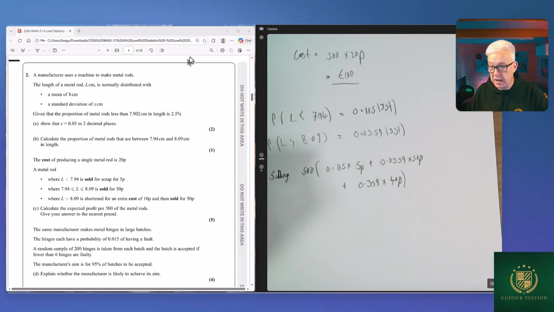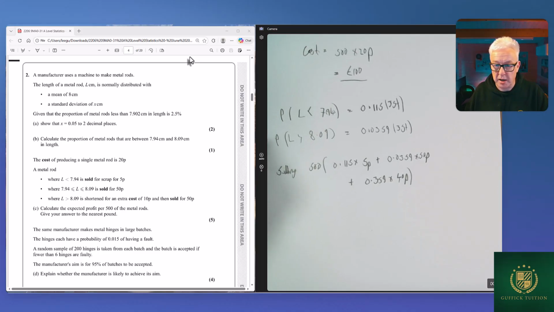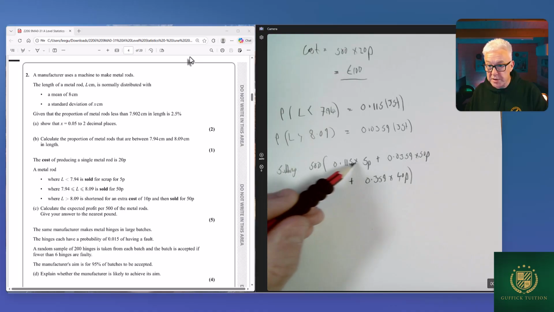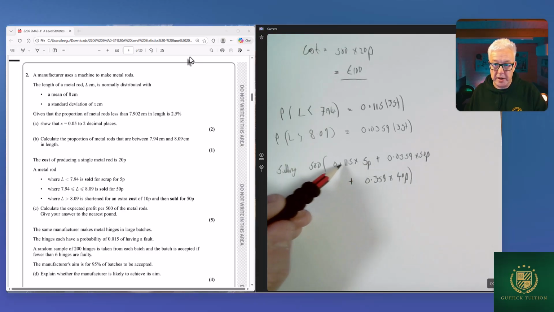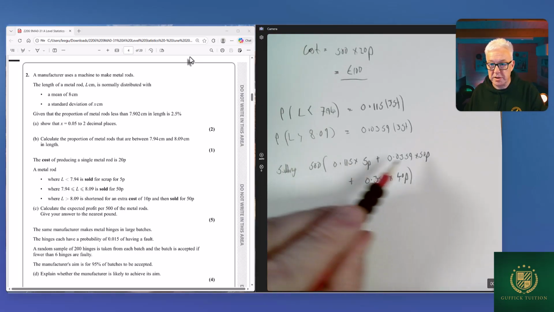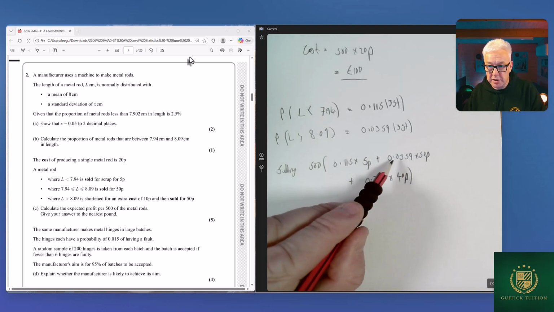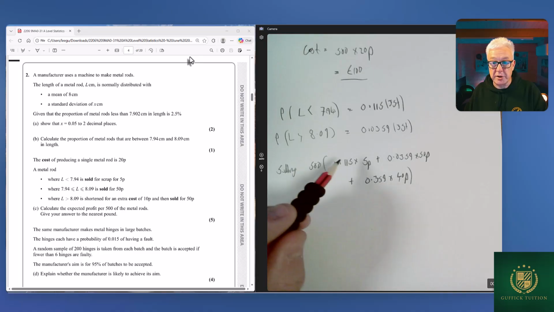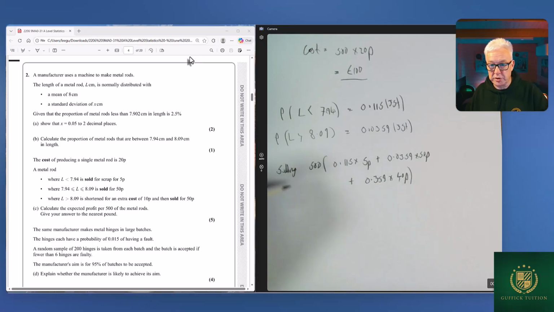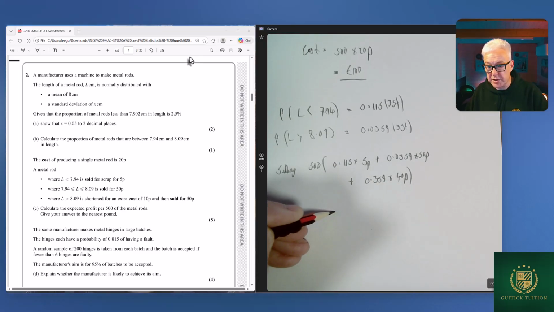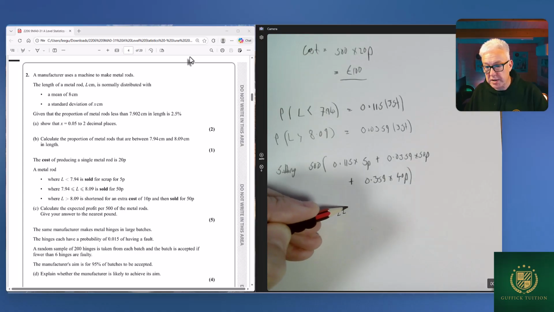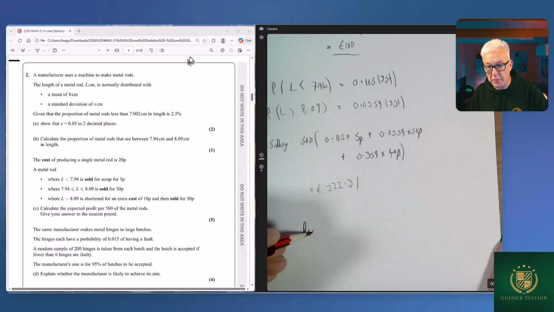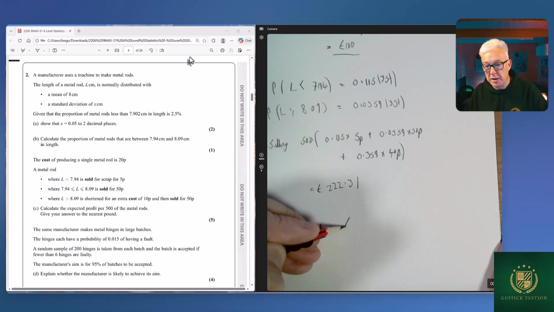Okay, so this is how much we get from selling them. This is our turnover, as it were. We've got these ones here that have to be shortened. That's how many there are going to be of those, the probability times the amount. These are the ones that don't need anything doing to them, and these are the scrap ones, and these are the ones that have to be shortened. So when we work all that out, that comes to £222.31.